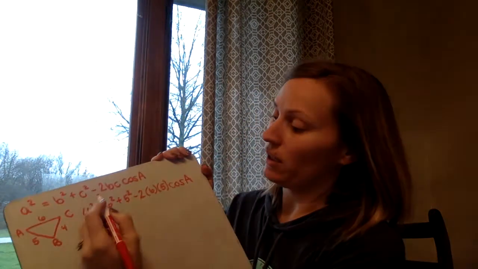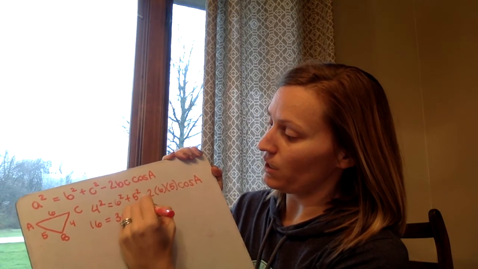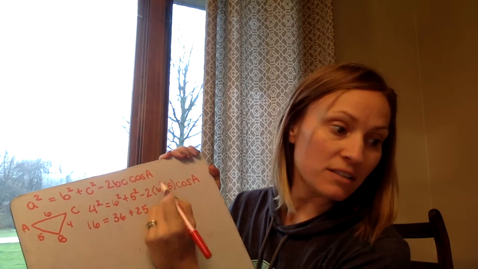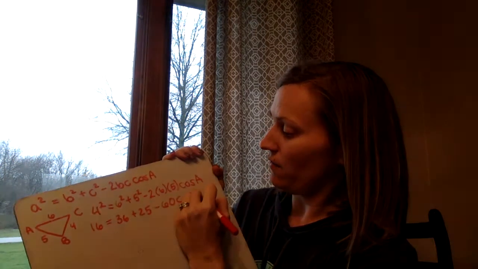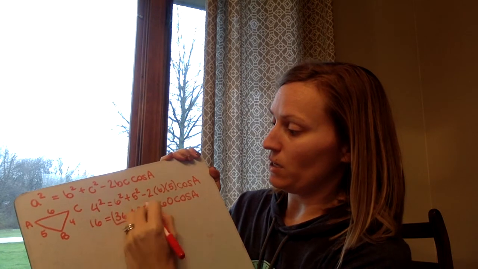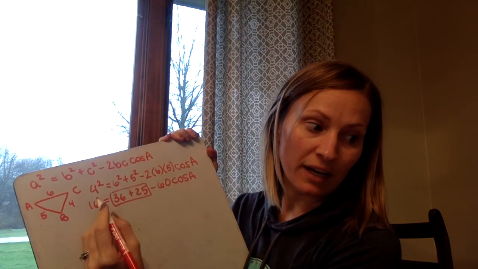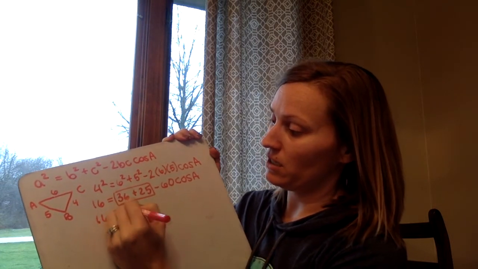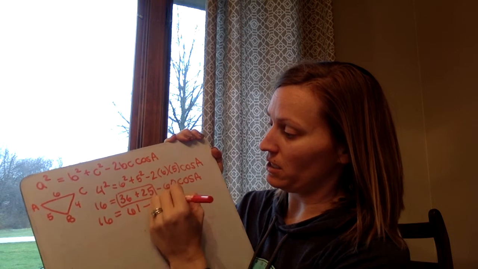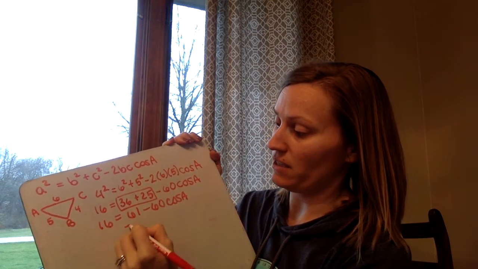We end up with 16 is equal to 36 plus 25 minus 60 cosine of A. These two can be combined and moved to the other side. So 16 is 61 minus 60 cosine of A. Do not subtract that. Those two are not together.